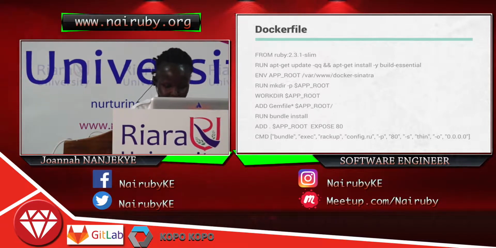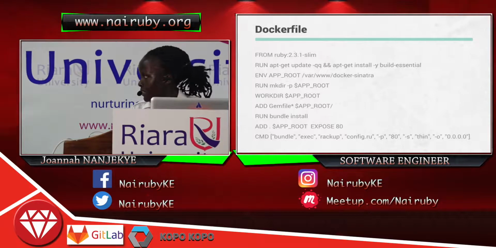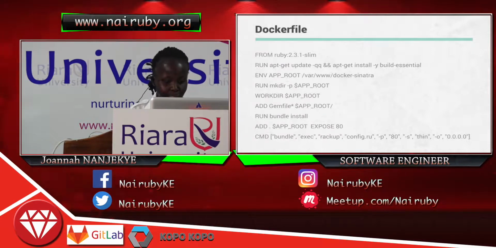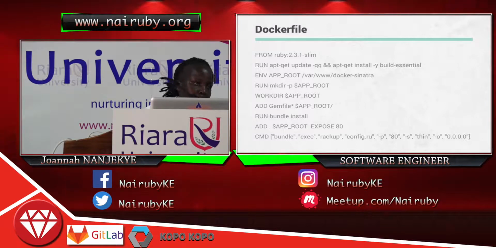Then with CMD, we use CMD to issue any commands. For example, in this case, we're running a Sinatra server on port 80. Yeah, so all the commands that you typically run locally, maybe when you're moving environments, those instructions we put in a Dockerfile.